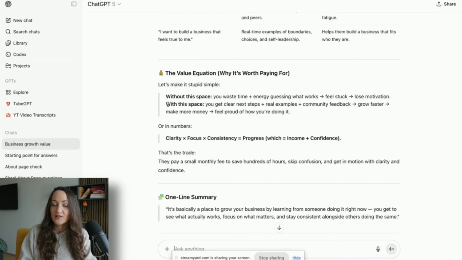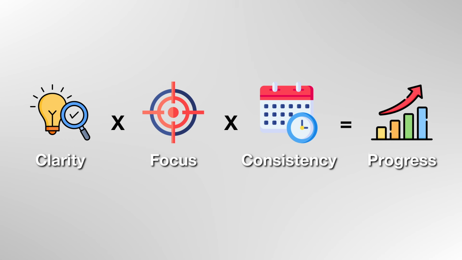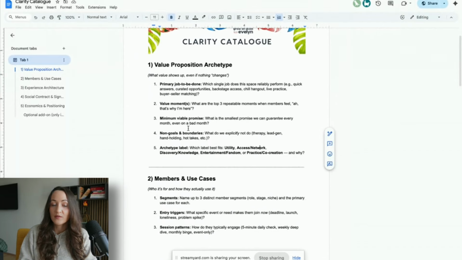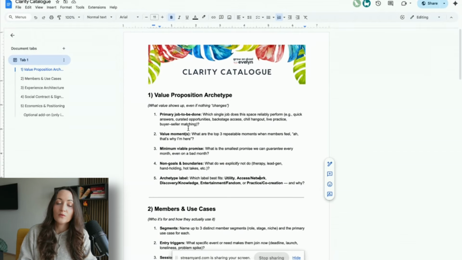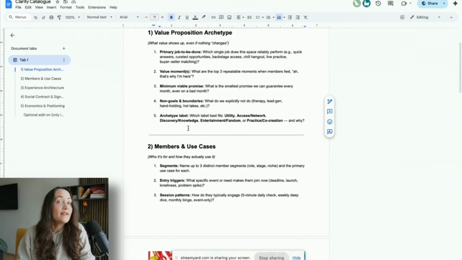So this is how it works. Without the space, you waste time and energy guessing what works. You feel stuck, you lose motivation. With the space, you get clear next steps, real examples, community feedback. You grow faster, make more money, feel proud of how you're doing it. So it's clarity, times focus, times consistency. This is progress, right? So you want to get to the point where you have a clear value equation for your space. And this is the most important thing. Once you're able to feel that in your bones, you're able to weave it into everything that you do. And you can stop right there if your goal is only to fill and sell.